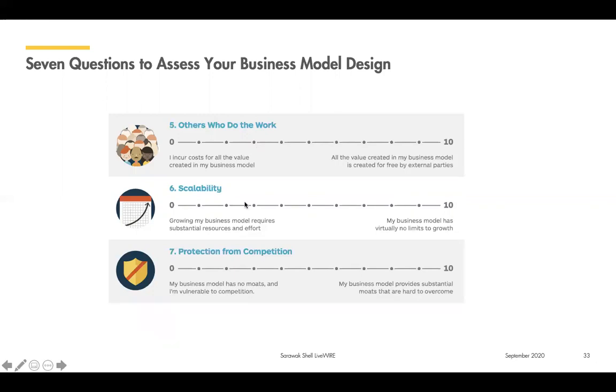Six, is your business scalable, right? Is it limited to geography? Is it limited to you even? If the business doesn't have you, then it cannot run. So that will allow you to assess whether your business is scalable or otherwise.